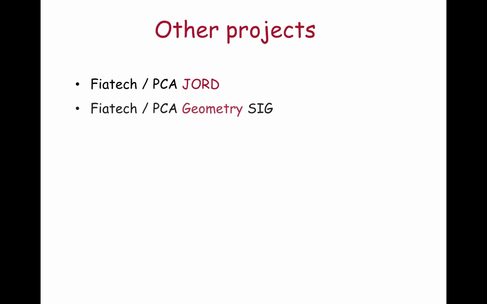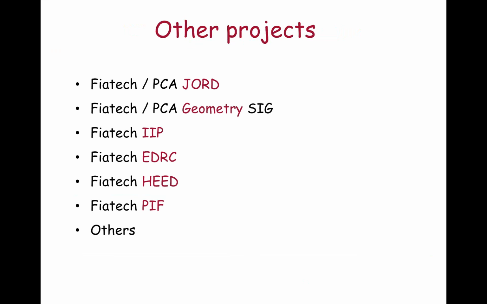Other projects that are linked directly in have influence, such as the PCA Fiatech JORD project and that of the geometry SIG. In the IIMM project, we are focused on the business objects, the structure, P&ID, and 3D, and the geometry SIG is focused on defining the templates required to support the geometry that is required for process plant. IIP are developing the tips.